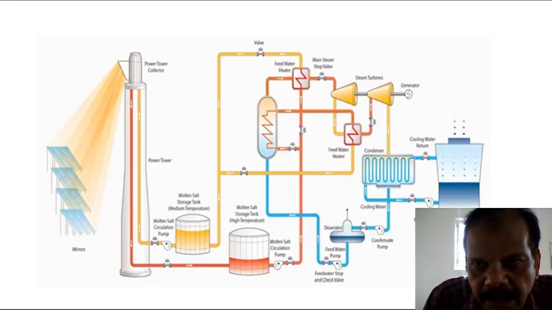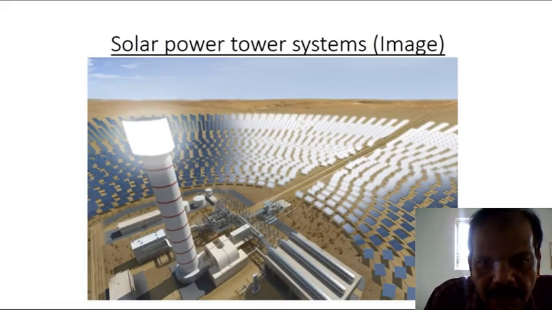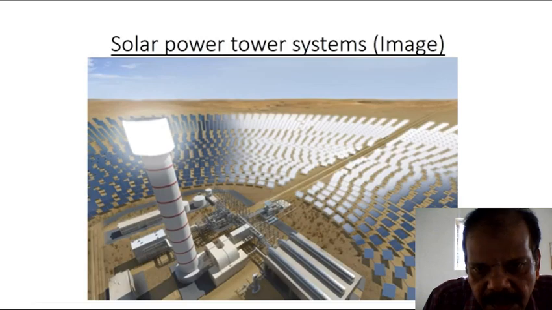Again, the steam coming out from the turbines can be cooled down to the water medium again by using a condenser. So this is the original image of a solar power tower system, where the number of heliostats, the reflectors, are positioned such that the sun's rays are concentrating on the top of the tower where the molten salt is stored and it gets heated. This is the image of one of the solar power tower systems.